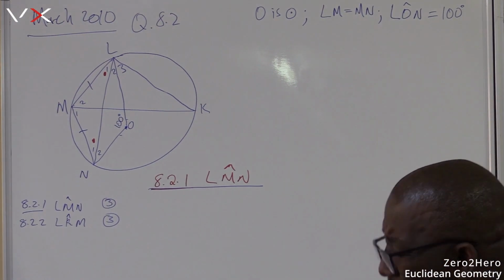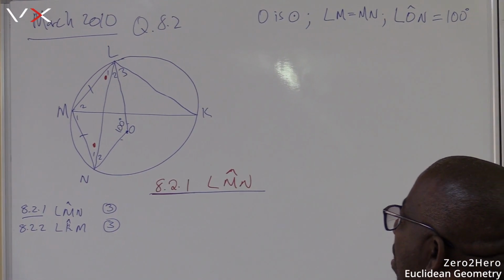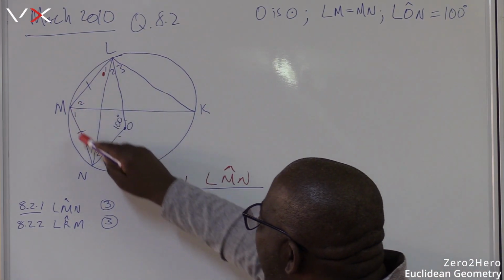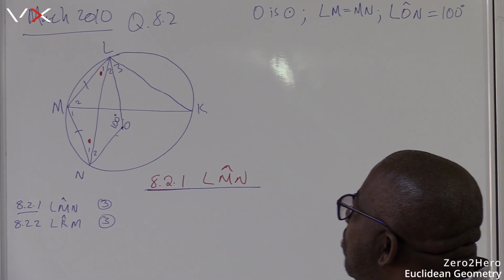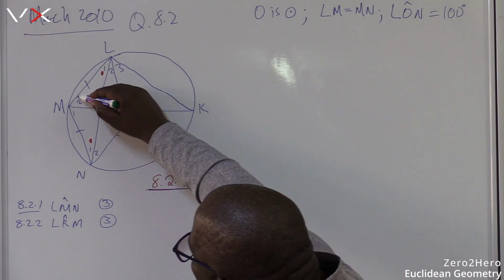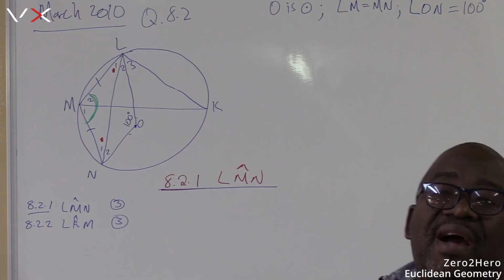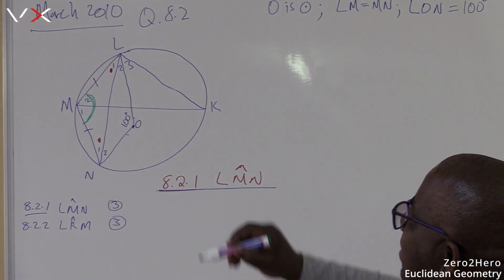Right. What's the first question that we're looking for? We're looking for the size of angle LMN. We're looking for this one in blue, this whole angle here. That angle is at the circumference.